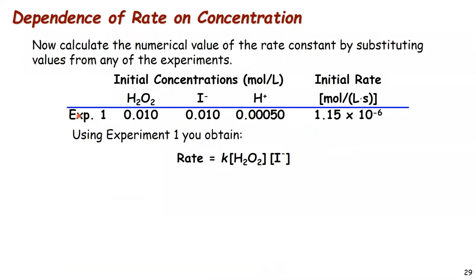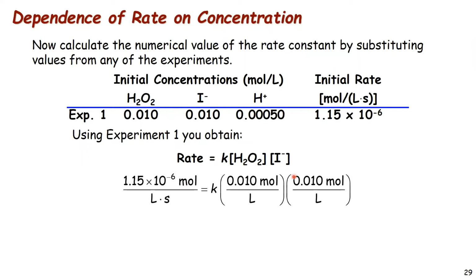So we're going to use any one of those experiments now to determine what the rate constant is. So let's just use experiment 1. But again, you could have used 2, 3, or 4. So there's our rate law. We could rearrange it, or let's just plug in, right? So the rate was 1.15 times 10 to the negative 6 moles per liter per second. The concentration of H2O2 was 0.010 moles per liter. The concentration of the iodide was 0.010 moles per liter. Okay?